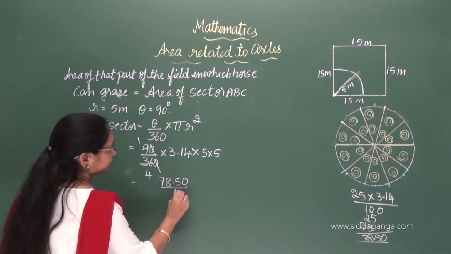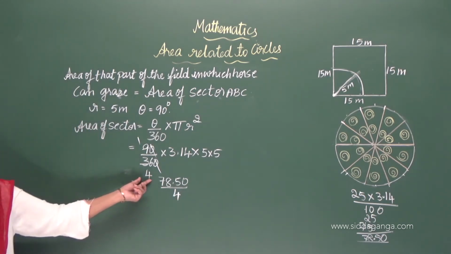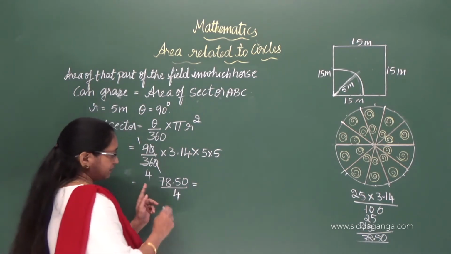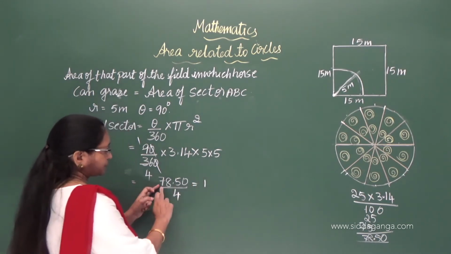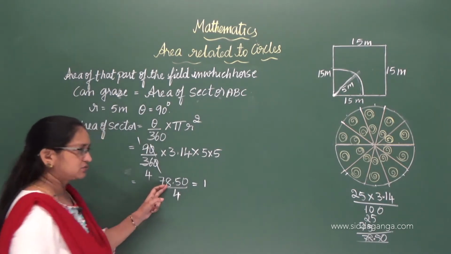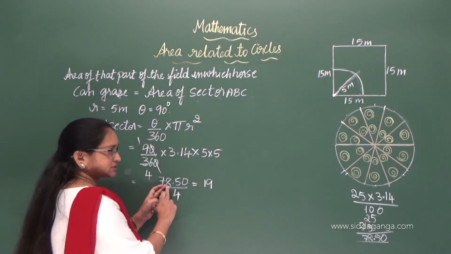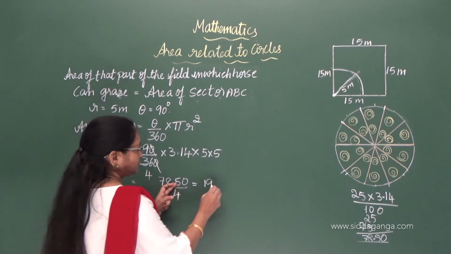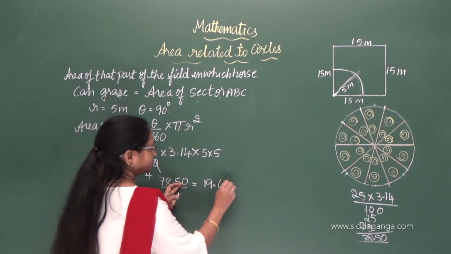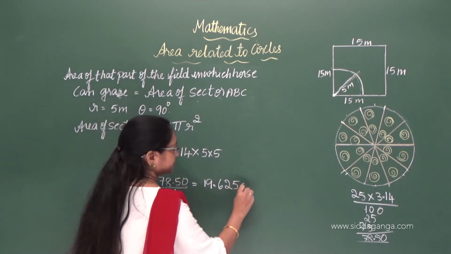78.50 divided by 4. Okay, this 4 is there here. So here only you can divide. 4 ones are 4, 4 ones are 4, 3, 4 6s are 24, 4 7s are 28, 4 8s are 32, 4 9s are 36, 4 9s are 36, 2 remainder, 4 6s are 24, 1, 4 2s are 8, 2, 4 5s are 20.